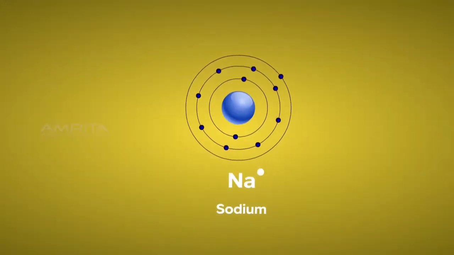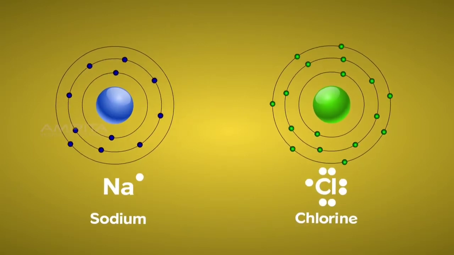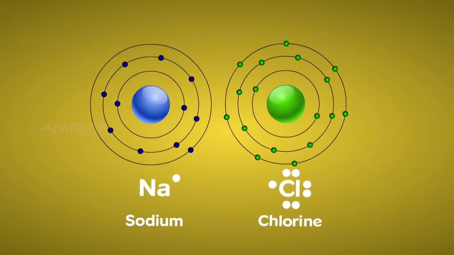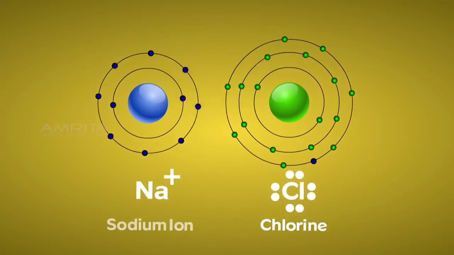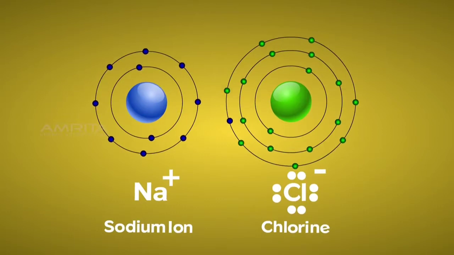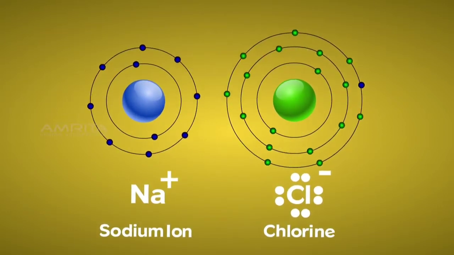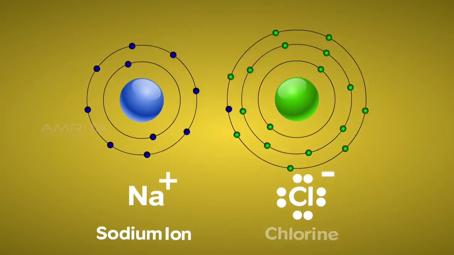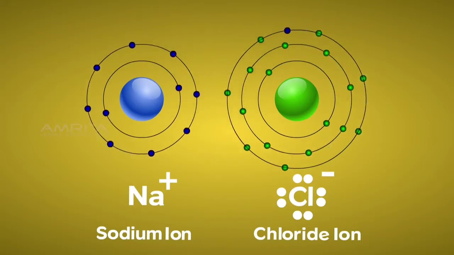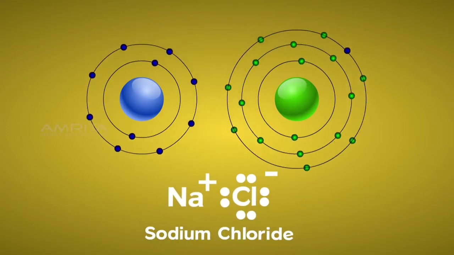Sodium atom has 1 electron in its valence shell and chlorine atom has 7 electrons in its valence shell. When these atoms collide with each other, the sodium atom loses its valence electron and becomes a positively charged sodium ion and attains stable octet configuration. The electron released from the sodium atom is gained by the chlorine atom and completes its octet. Now chlorine becomes a negatively charged chloride ion. The electrostatic force of attraction between these oppositely charged ions results in the formation of a sodium chloride molecule.